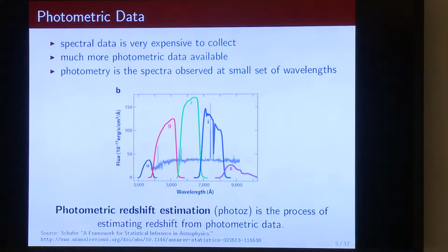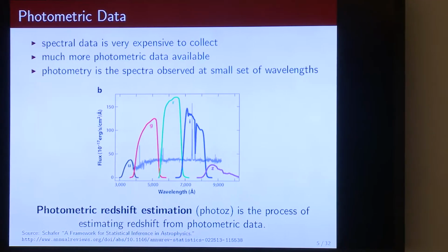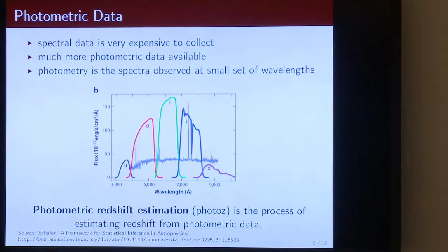The challenge is that we only have spectra for a very small fraction of objects. In the first 3 lectures of this course, we talked about time domain data and about getting photometric observations of objects. So typically, that's what we have. We have photometric data for objects.